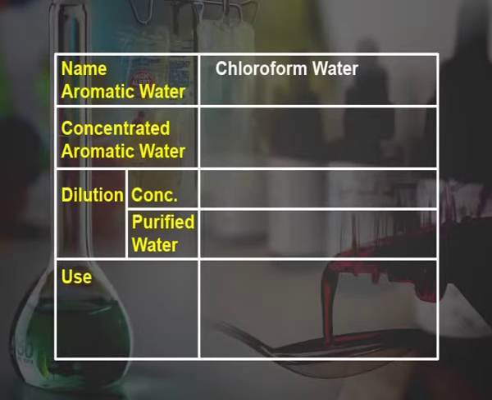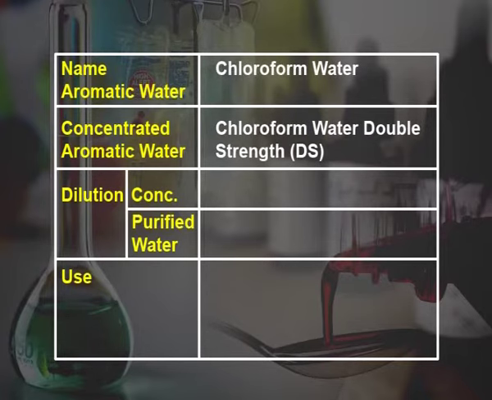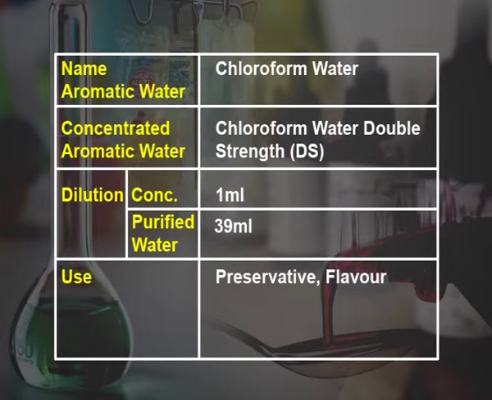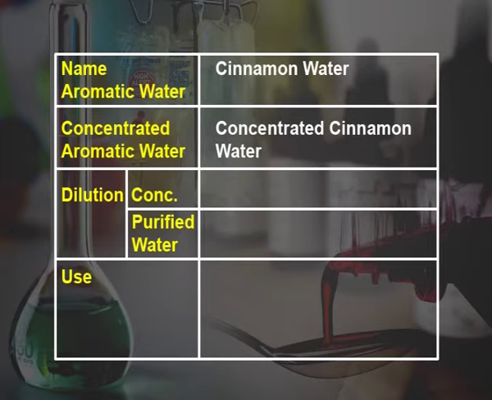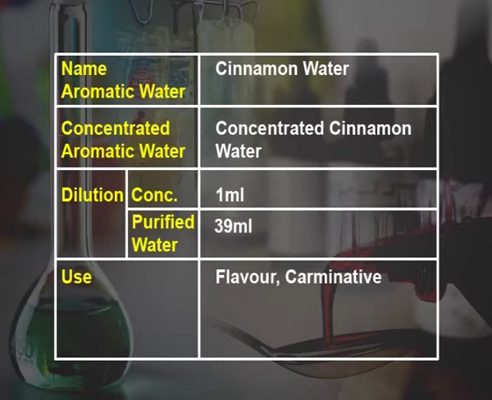Next one is chloroform water. Double strength chloroform water is its concentrated form, and 1 ml of double strength chloroform water is diluted with 39 ml of purified water and this is used as preservative and flavor. Similarly, 1 ml of concentrated cinnamon water diluted by 39 ml of purified water and used as flavoring and carminative agent.